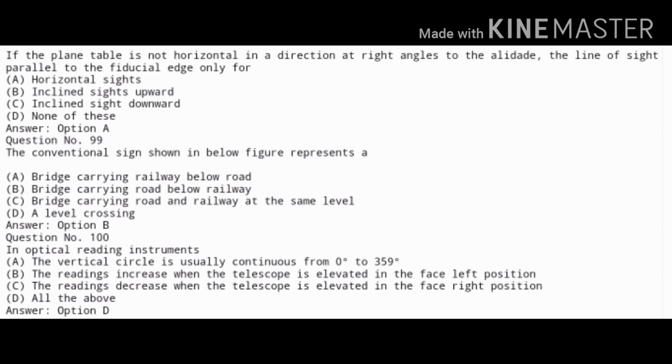The conventional sign shown in the figure below represents a bridge carrying road below railway. In optical reading instruments, the vertical circle is usually graduated from 0 degree to 359 degree. The reading increases when the telescope is elevated in the face left position. The reading decreases when the telescope is elevated in the face right position.